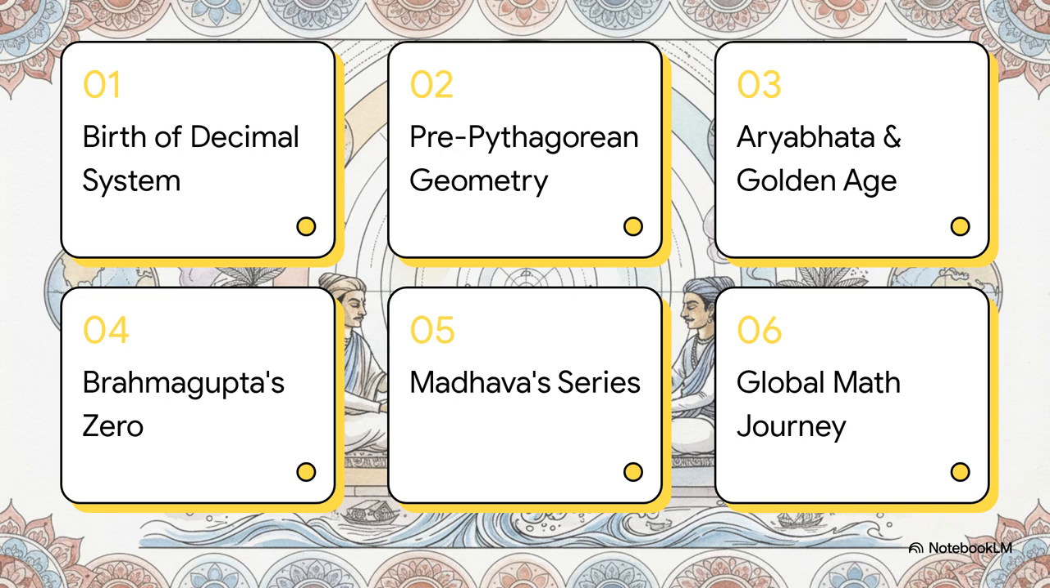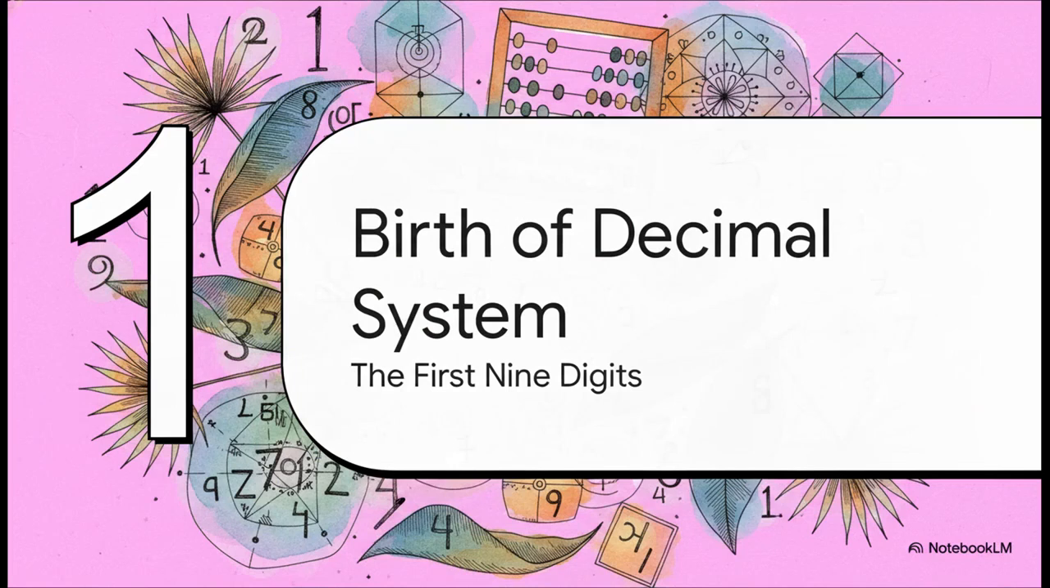We'll start with the birth of the decimal system, check out some geometry before Pythagoras, dive into Aryabhata's golden age, see how Brahmagupta mastered the void of zero, explore Madhava's infinite series, and wrap up with the global mathematical journey. Let's get into it. Section 1. The birth of the decimal system.